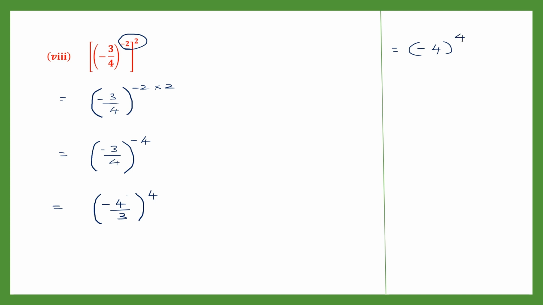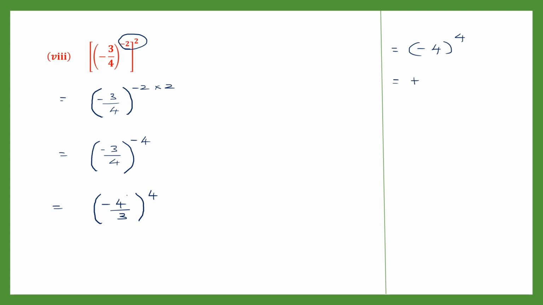Now this is also something that we have learned. When you have a negative integer which is raised to a power that is even, now 4 is an even number, your answer will be positive. So if you have a negative integer raised to an even power, your answer is positive. If your negative integer is raised to an odd power, your answer will be negative. So here the answer is going to be positive.